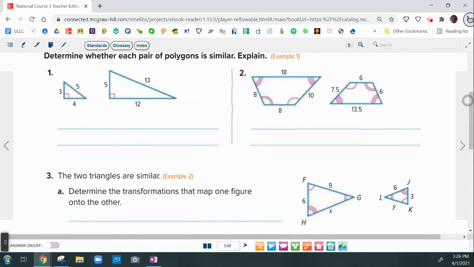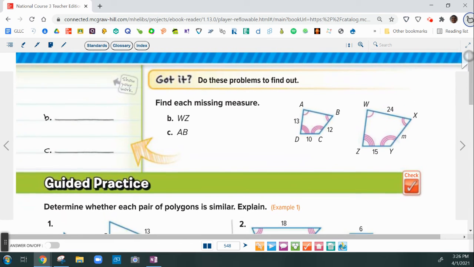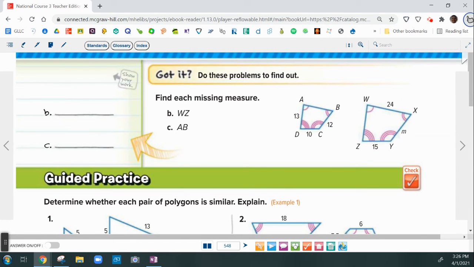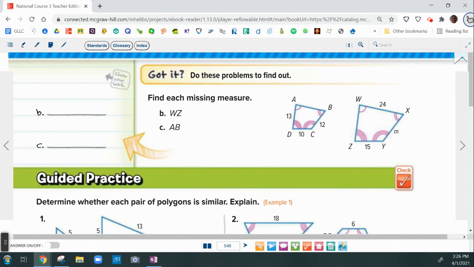and you get to practice one right now. All I want you to do is to try this one right here. And you can do the method of your choosing. But you're finding the length of WZ. So what's WZ? It's right here. All right, pause and try.